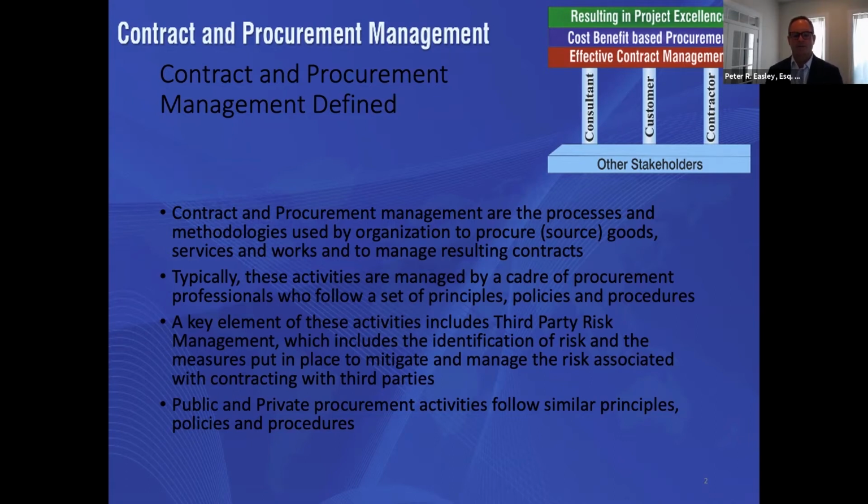A key element of these activities includes third-party risk management, which will involve the identification of risk and the measures to be put in place to mitigate and manage the risk associated with contracting with third parties. Public and private procurement activities follow similar principles and policies and procedures, and we'll explore that in a little more depth.